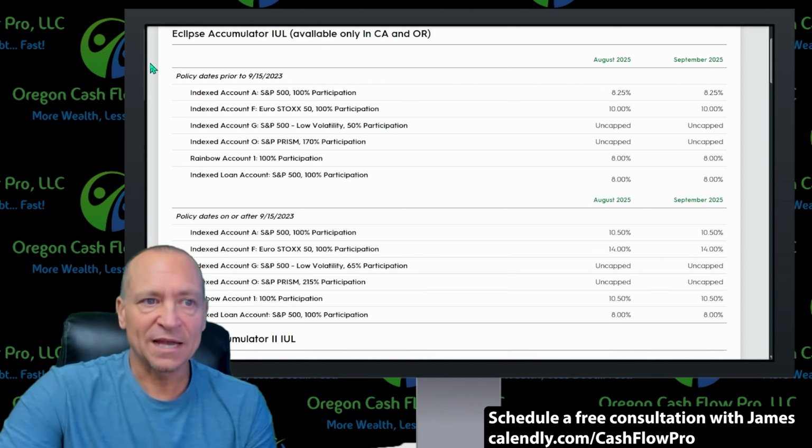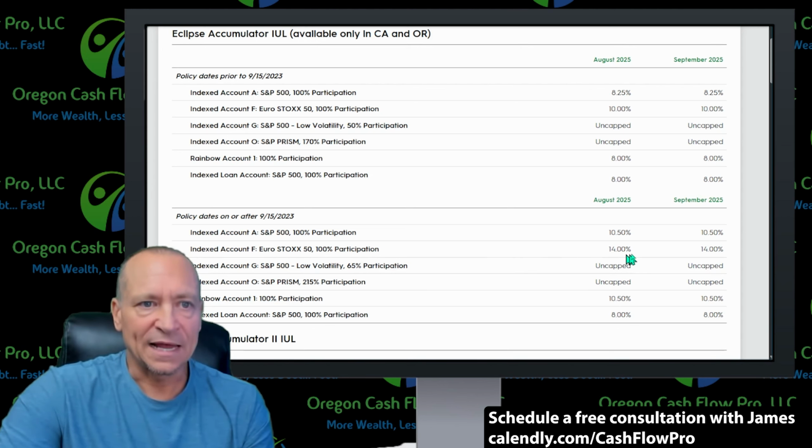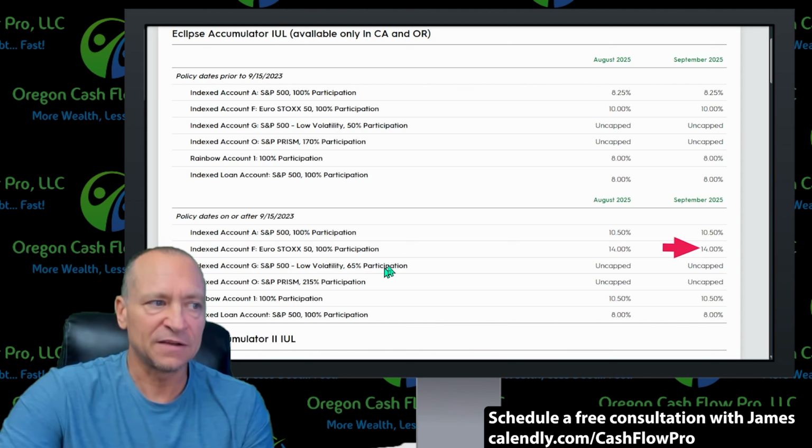The real attraction in these products is the uncapped index options. This one has access to the Eurostoxx 50 at 100% participation. This one also has a cap, 14%. But then we get into our uncapped options. We get an S&P 500 low vol. So this is a volatility index. You get a 65% participation on the S&P 500. That one ends up uncapped.